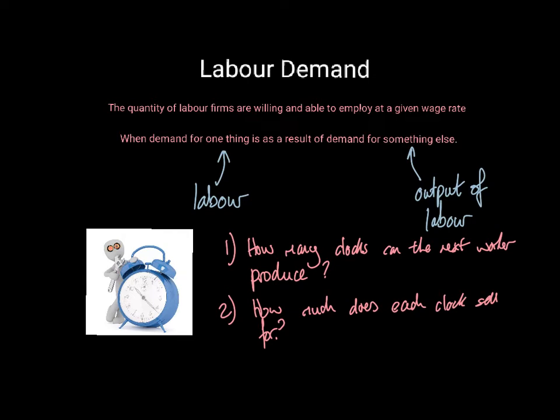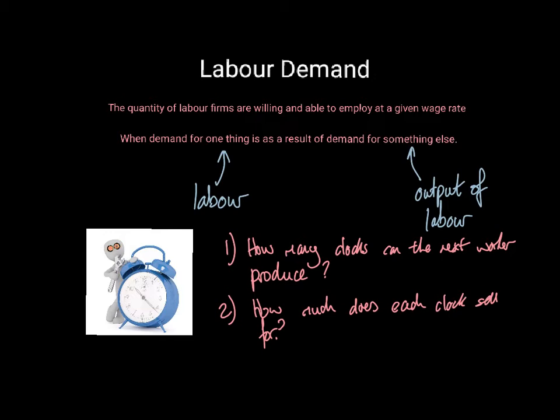The more each worker is able to produce, the more clocks they're able to produce, the more the firm is going to be willing to employ at any particular wage rate. And similarly, if the clocks that they produce are much more valuable, then that means that the firm is going to be willing to employ more workers to actually produce them.